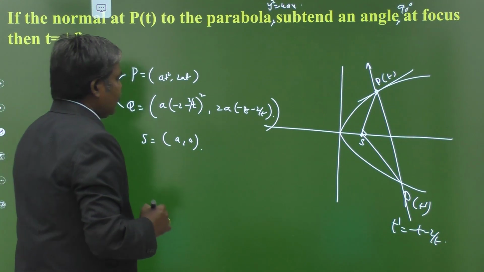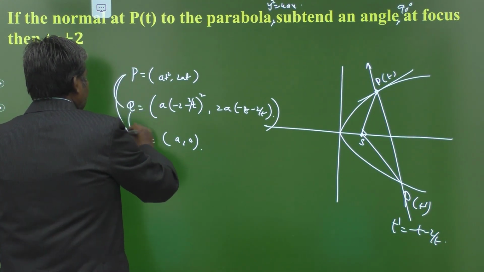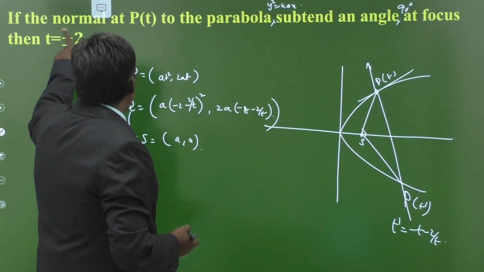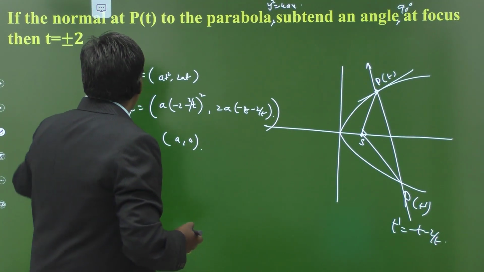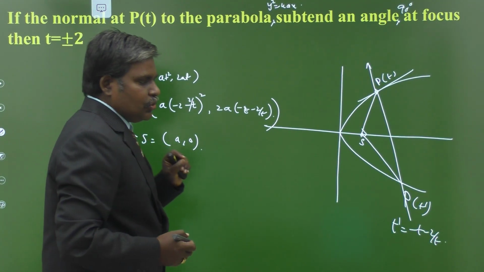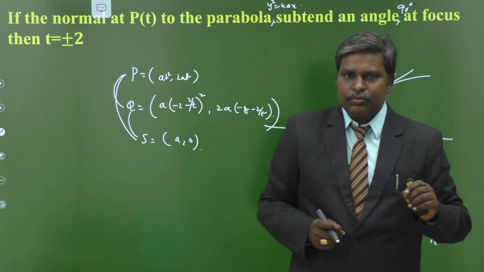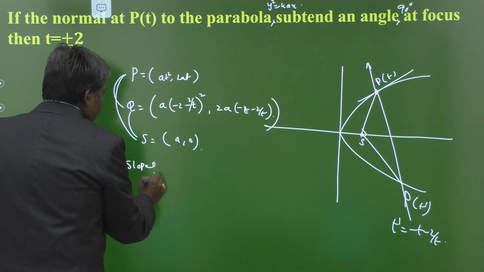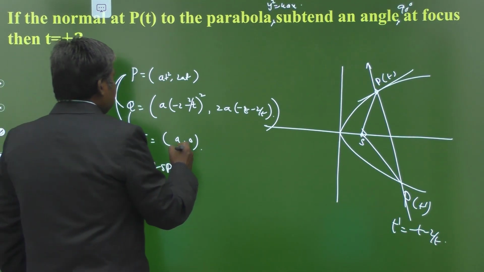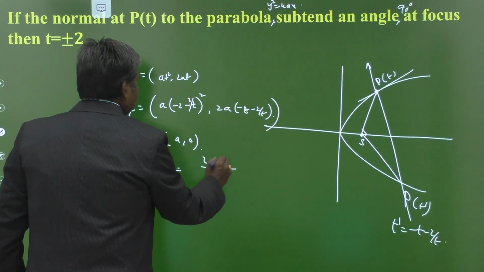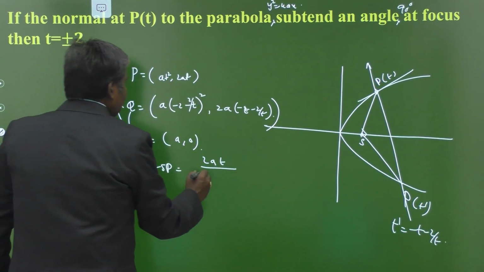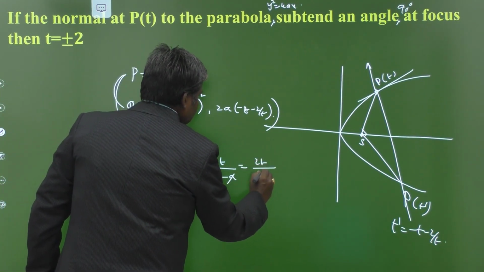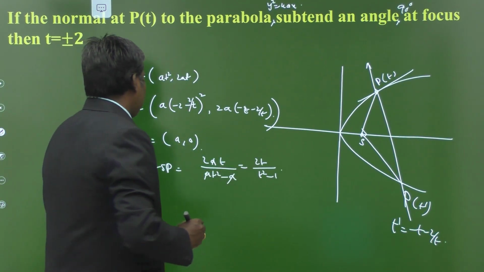Find the slope of SP and slope of SQ, and the product is equal to minus 1. Take the product equal to minus 1. You get the quadratic equation in T. From that you can show that T is equal to plus or minus 2. So find the slope of SP. Slope of SP is equal to 2AT by 2AT square minus A. So we have 2t by t square minus 1. This is the slope of SP.